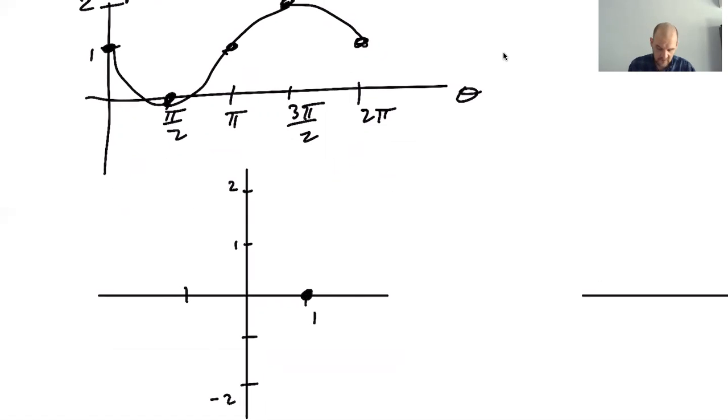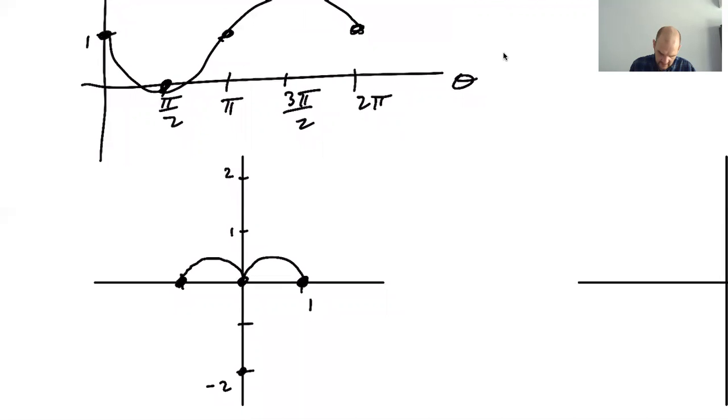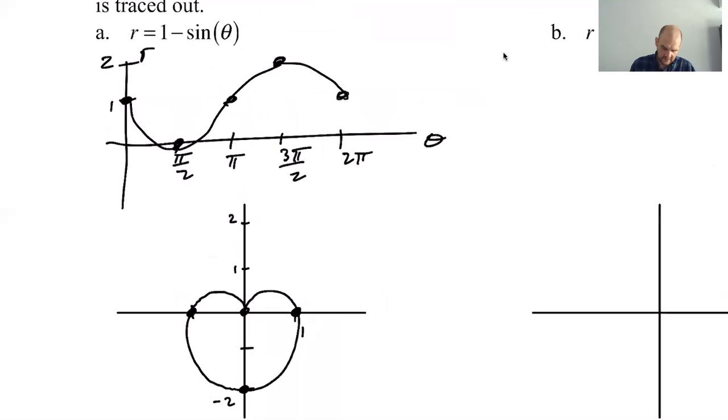When theta is 0, I get 1. When theta is pi over 2, I get 0. So it's going to go like this. And you're best off just knowing that it does that. Its pattern always does it. By the time you get to pi, you're back at 1, and you just mirror what you did. By the time you get to 3 pi over 2, you are at 2, but on the xy plane, that's negative 2. So you're down here. And then by the time you get to 2 pi, you're back at 1. There you go. That's your cardioid.